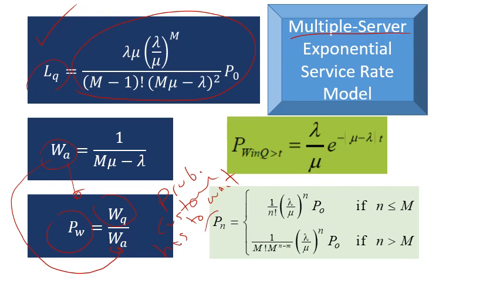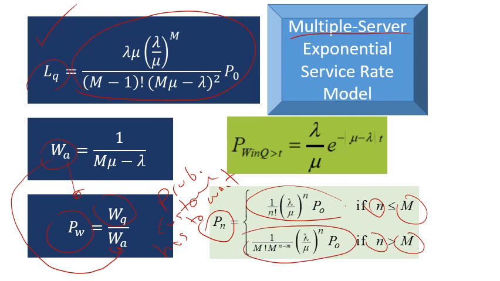For the probability of customers in the system, we have to think about N and M. If N is less than M, if the number of customers is less than the number of servers, then we're going to be using this equation. If N is more than M, then we're going to be using this equation.